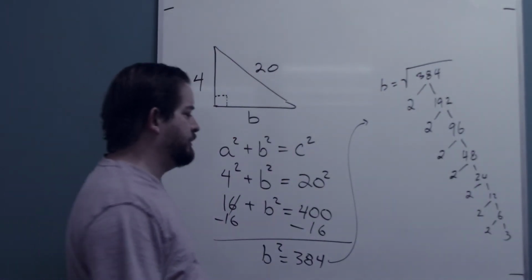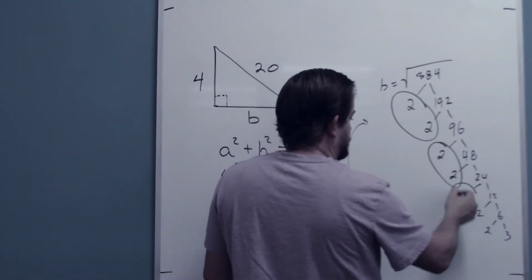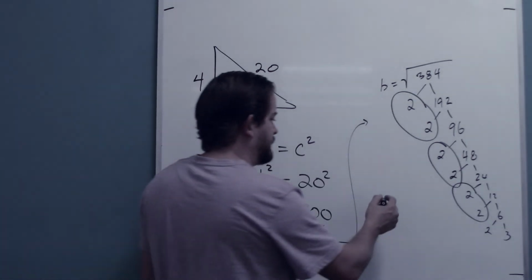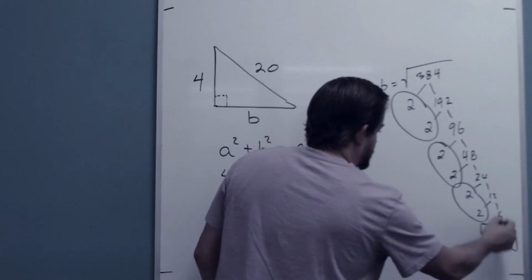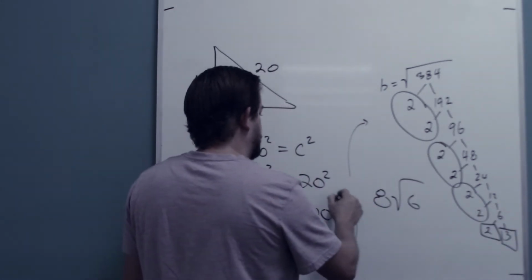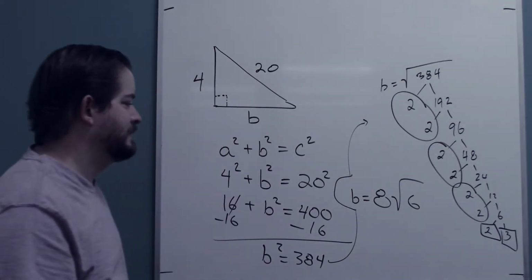And so since I'm under a square root, there's one group of 2's, 2 groups, and 3 groups of 2. So 2 times 2 times 2 is an 8 on the outside. I've got a 2 and a 3 that stay in, so the square root of 6. And so I have b equals 8 root 6.